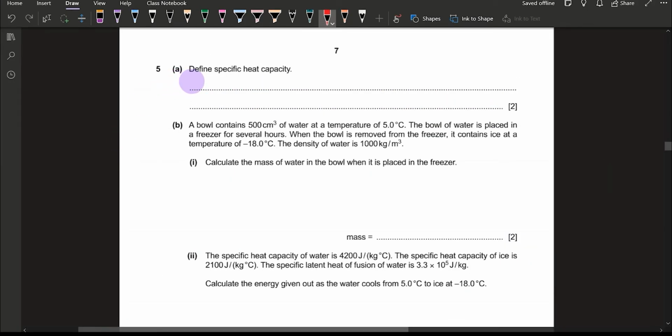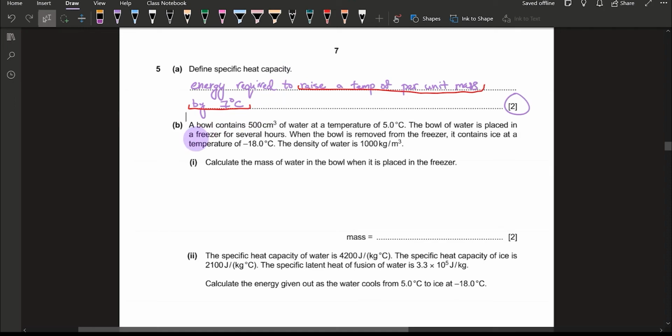Question number 5. Part A says define specific heat capacity. We know what specific heat capacity is. It is the energy required to raise the temperature of unit mass by 1 degree Celsius. So we can write down here, and we'll get 2 marks for this. First mark is going to be for increase in temperature per unit mass, and the second is going to be for 1 degree Celsius.